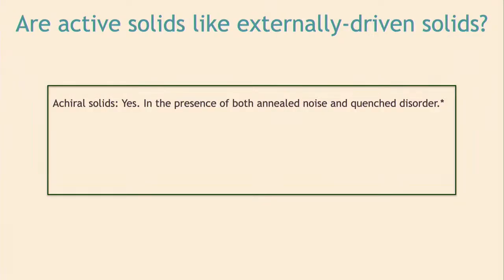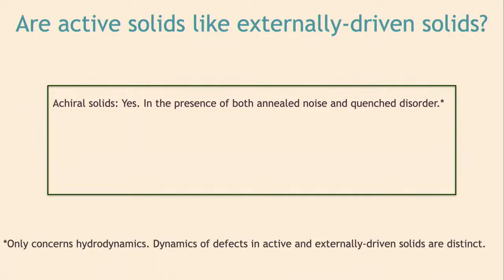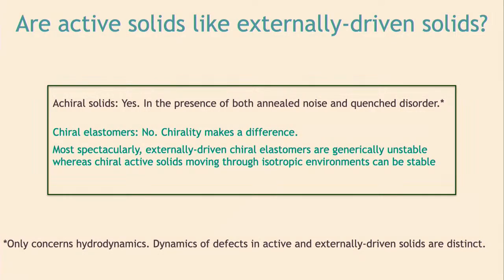Okay, so to summarize, what I've told you is that achiral solids are like externally driven solids in the presence of both anneal and quench noise. Chiral elastomers are different, but only because of the O3 cross O3 invariance. And spectacularly, chiral active elastomers in an anisotropic medium are generically unstable. And this instability is not a consequence of what is called odd elasticity, but odd mobility.